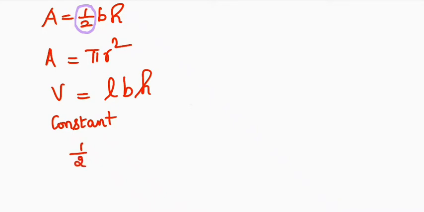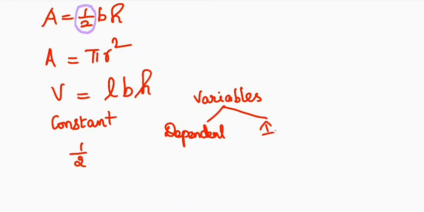So next, we are moving to the variables. In the variables, you have two types of variables. One is a dependent variable. Another one is an independent variable. Consider this example. Here b is nothing but the base and h is nothing but the height. See, b and h are independent variables, while A, that is the area of the triangle, is a dependent variable.